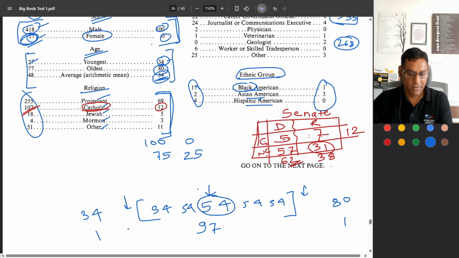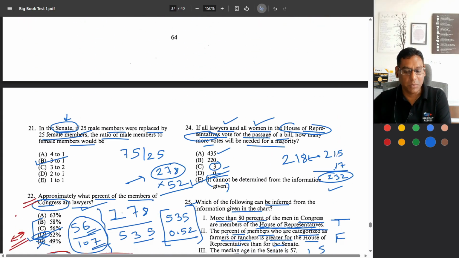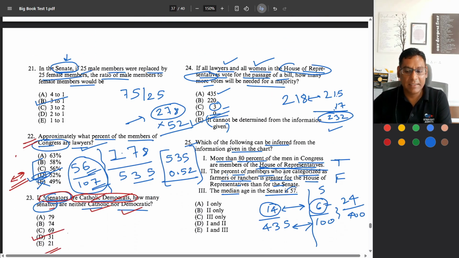Maybe most of the people are 34, 34, 34, 34, 35, 35, 35, 35. In that case, obviously the median will be much less, or maybe it's the other way around. I don't really know. I can't really say anything with certainty about 57. So this cannot be determined.